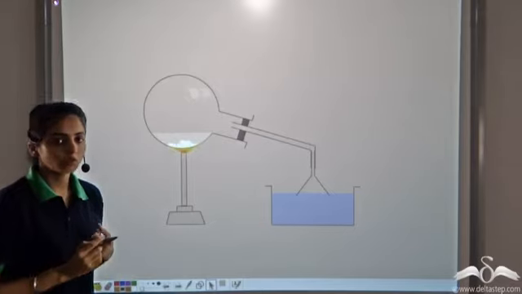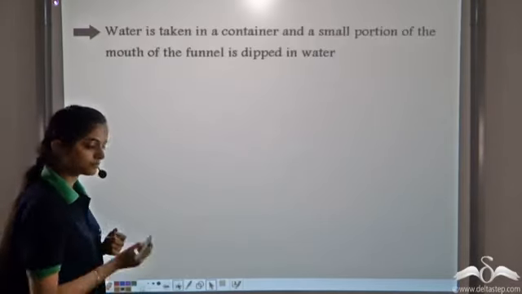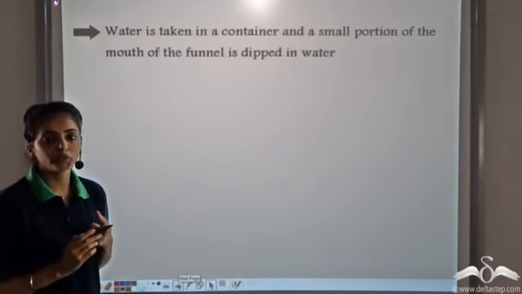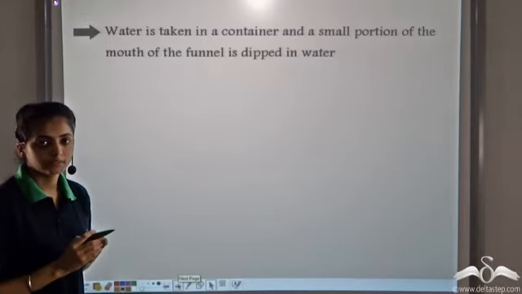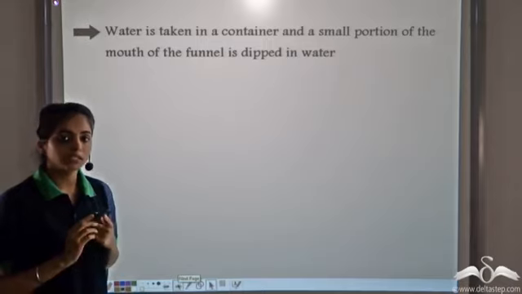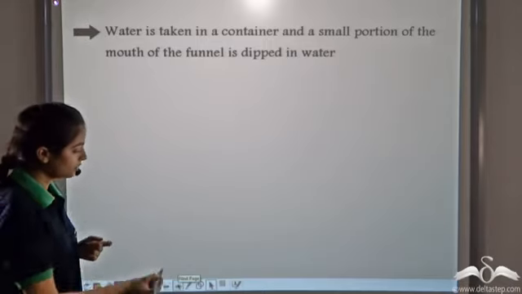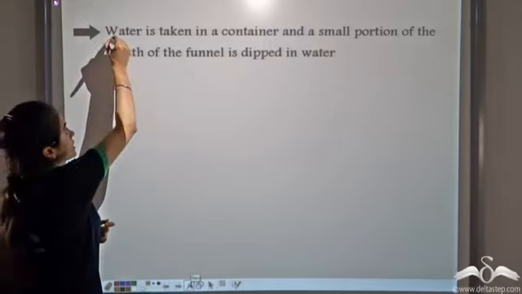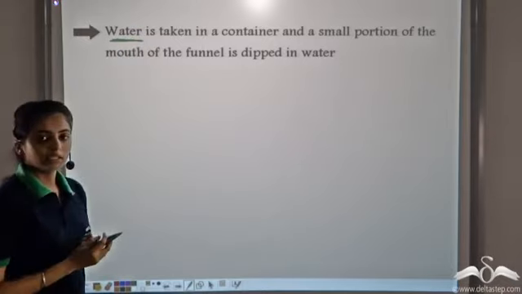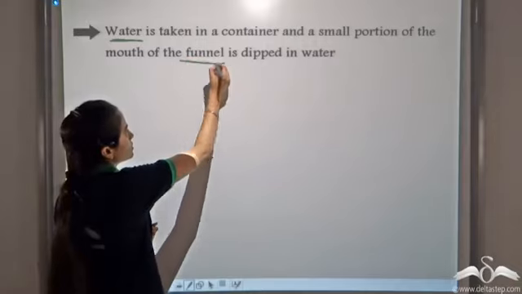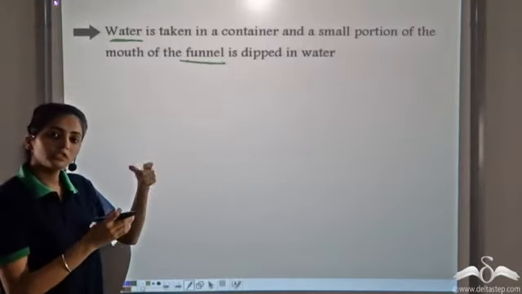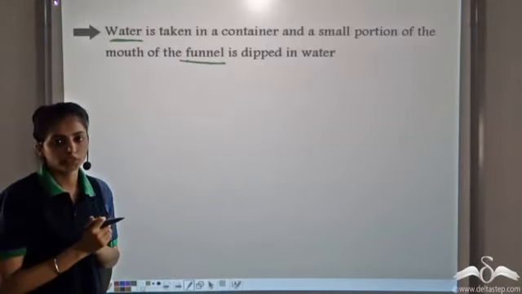So let's revise what is happening in this case. In this case, we have to prevent the back suction of gas back in the flask. So for this, we use a funnel arrangement. So first of all, water is taken in a container, and there is a funnel which is immersed in a small portion of water.